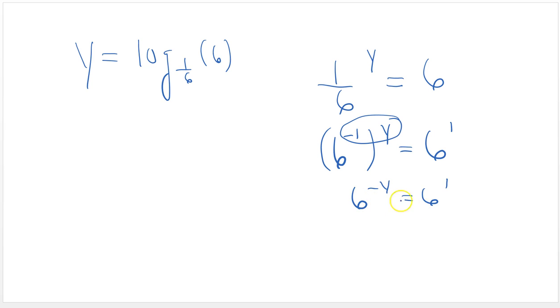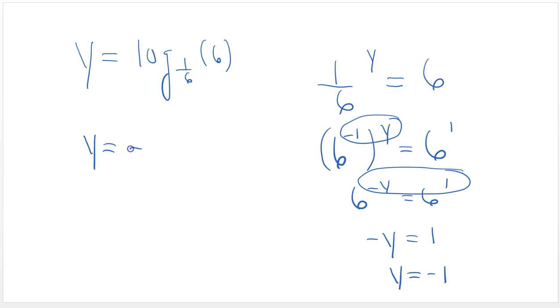Once your bases match, then you can set the exponents equal to each other. So I have negative y equals 1. To solve for y, that gives me y equals negative 1. So I have y is equal to negative 1 in this case, and if I plot that point, 6 was my x value, negative 1 is my y value. Okay?